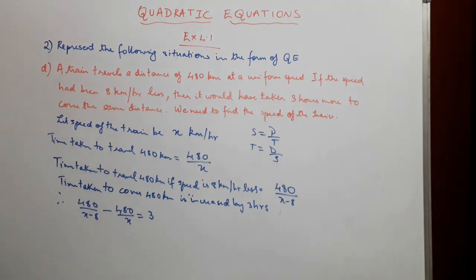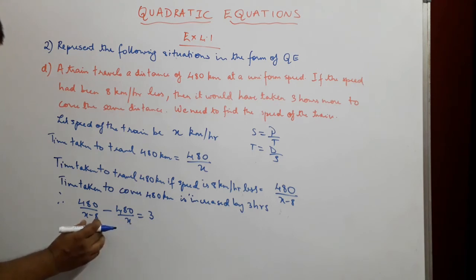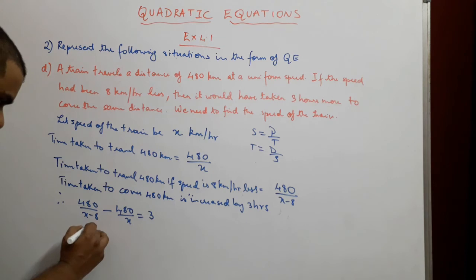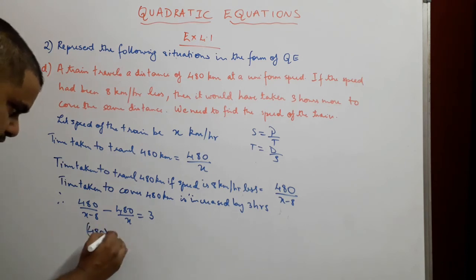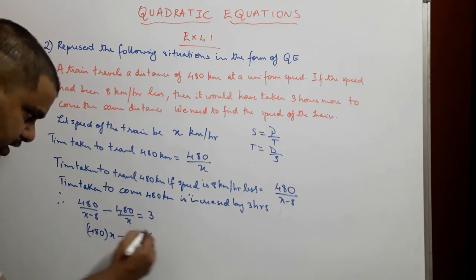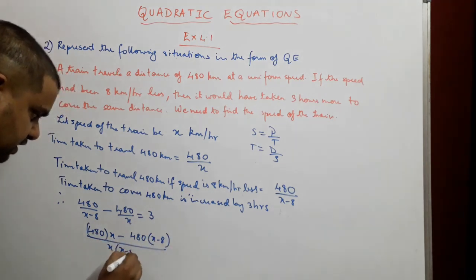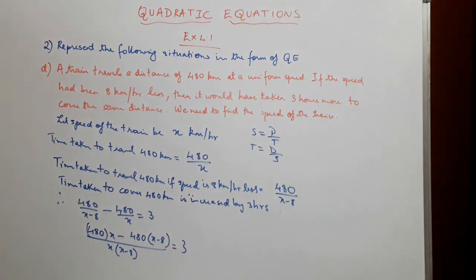So what we do is we take the LCM over here, or in other ways we can also multiply the whole thing, the numerator, by x into x minus 8. x is this, x minus 8 is this. That would actually be your LCM. Whichever way you would like to do it, we need to just take LCM. So in that case, 480 on top will get multiplied by x minus 8, and the whole thing will be on x into x minus 8 equal to 3.